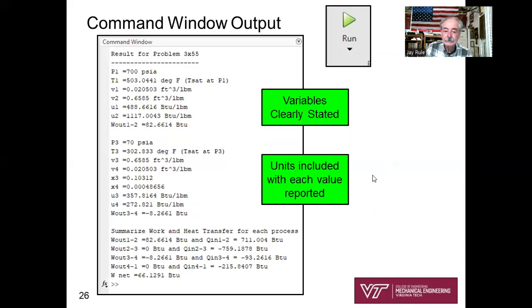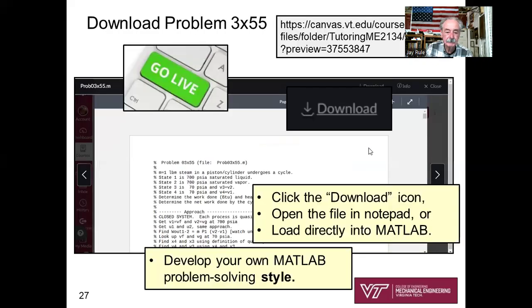Okay. So here's the command window output. We clicked run, and this is the result. Notice how my variables are clearly stated. The numbers are clearly stated, but also I included units with each number reported. So this is good engineering practice that I really want to recommend you try to adopt.